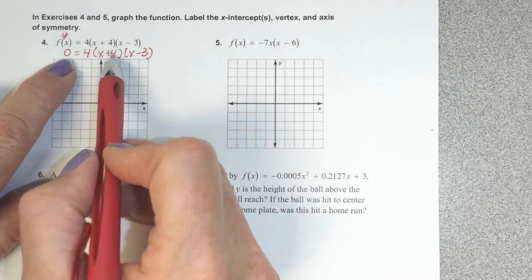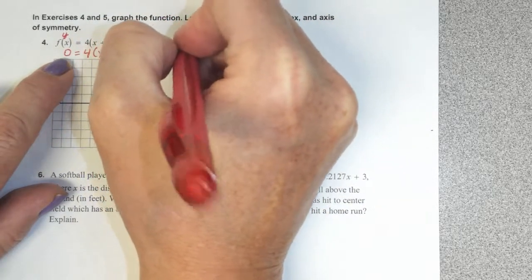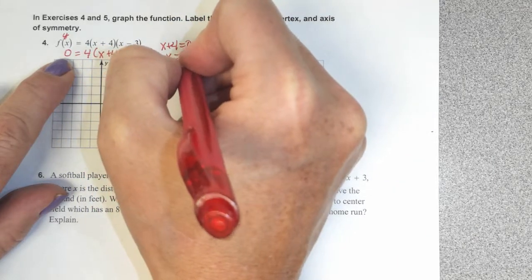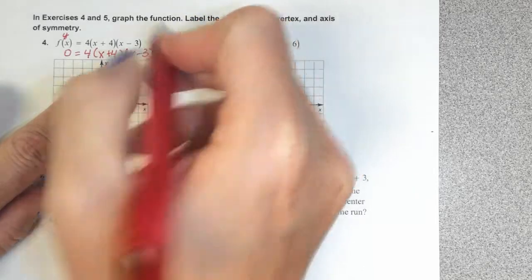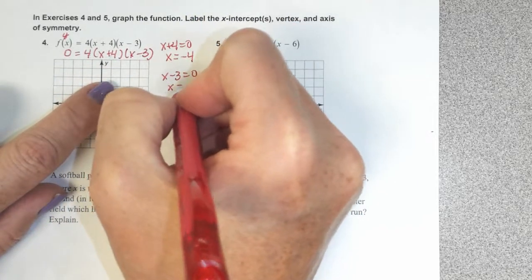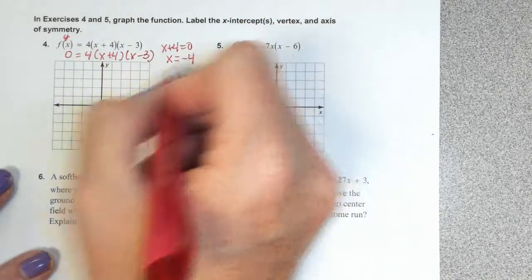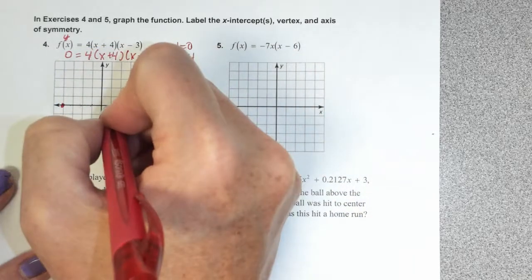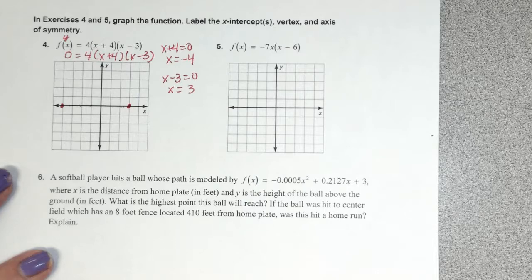If I have x plus 4 equals 0, what's that going to be then, guys? What's going to be that intercept? Negative 4. X minus 3 equals 0. What's going to be that intercept? X equals 3. Okay, so now I know I'm going to have negative 4, and I'm going to have 3. Those are x-intercepts.